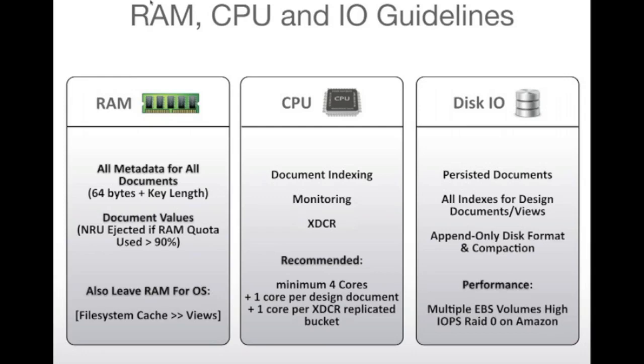We can also schedule it so it doesn't compact during certain hours of the day. And for performance, as an example, if you want to increase your disk I/O performance, if you're on Amazon, having multiple EBS volumes with high IOPS on a RAID 0 is one example of improving performance for disk I/O. On Amazon, disk I/O is also related to network, especially with EBS volumes. So having multiple EBS volumes will increase that throughput. Of course, they offer the high IOPS as well.